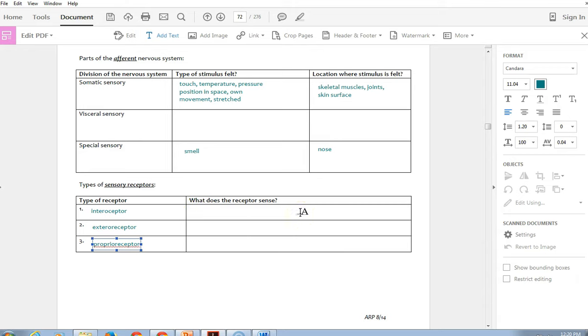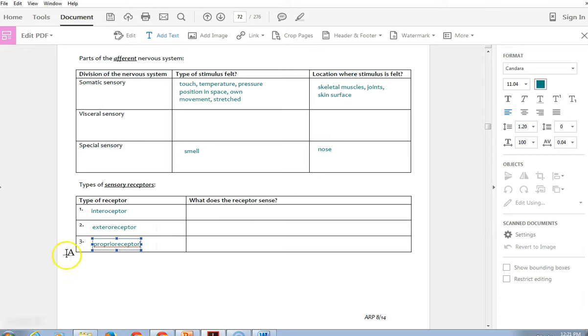Okay? So, interoreceptors sense everything on the inside. Okay? So, sensations coming from your internal organs. And I want you to think about and read about what those sensations are that your internal organs might feel. Okay? Exteroreceptors are going to sense things from the outside. So what are things that we sense that are happening in our outside environment? And I'll give you a hint. One would be temperature, right? There's others. I want you to think about what those are.